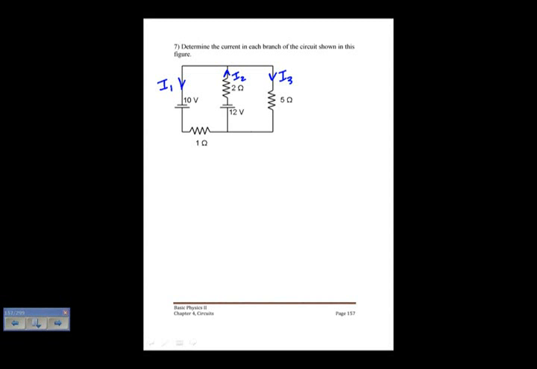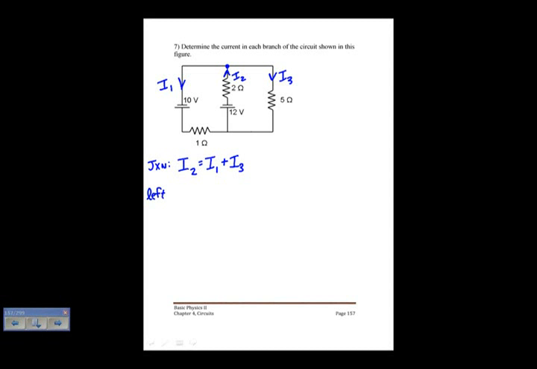Doesn't matter the direction that you give them. You just pick a direction. It doesn't matter which one you call I1, I2, or I3. You just pick one and go with it. And then we want to apply the various rules. I'm going to apply the junction rule first. The junction rule says that the ingoing currents equal the outgoing currents. I'll start here, and I have I2, that's the incoming current, is equal to I1 plus I3. That's my first equation.